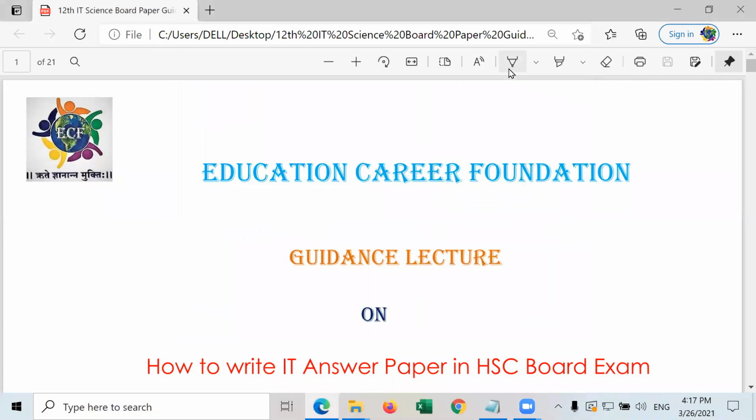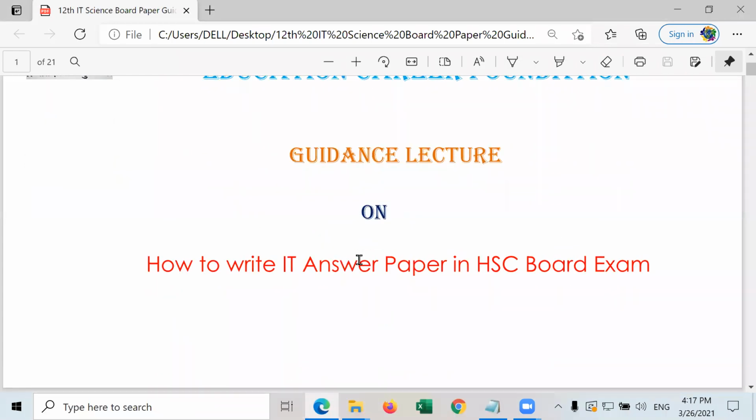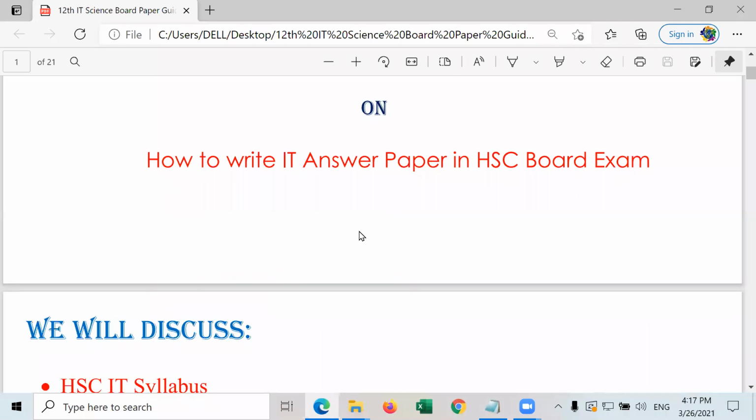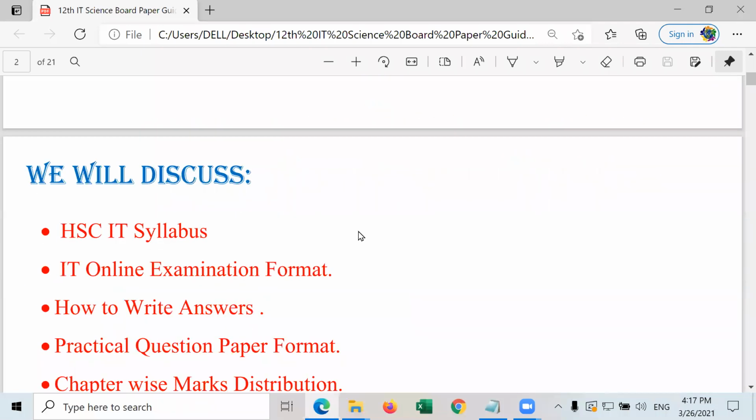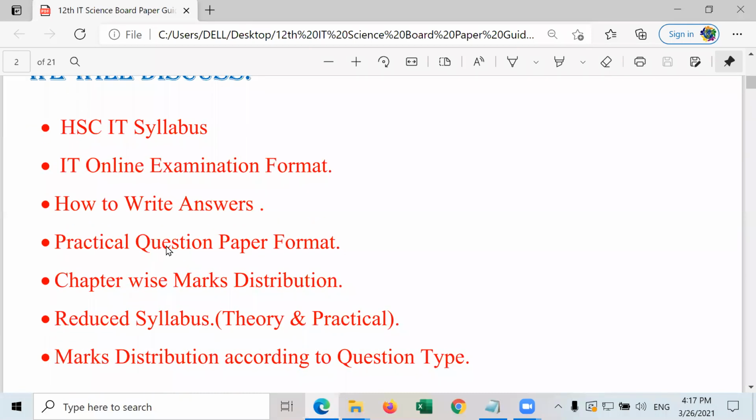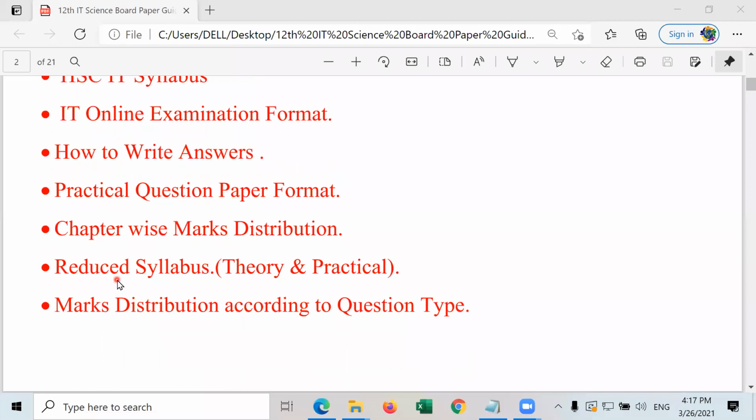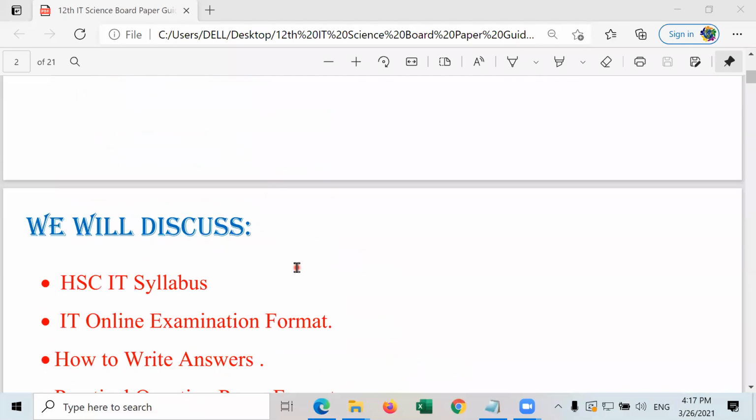As you all know, we are going to discuss many things in this lecture. We will discuss things like what is your IT syllabus. Then we will see format for your IT online exam. Along with that, we will see what is the format for practical exam. We will see chapter wise marks distribution, reduced syllabus. We will see marks distribution according to question paper type. In case if you have any doubts, you can ask your doubts at the end of this session.